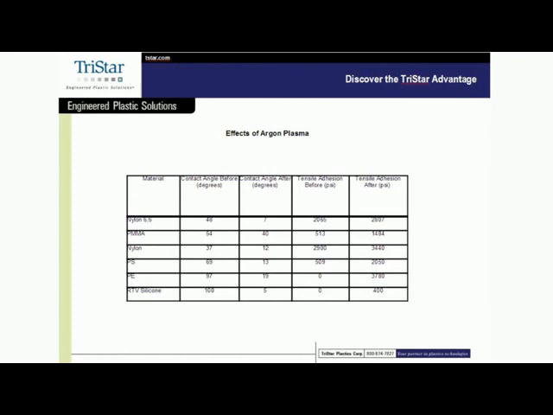It's just a marginal increase. But something rather dramatic would be polyethylene, where we go from no tensile adhesion to about 3,700 pounds in tensile, which is pretty much the limit of the polymer itself.